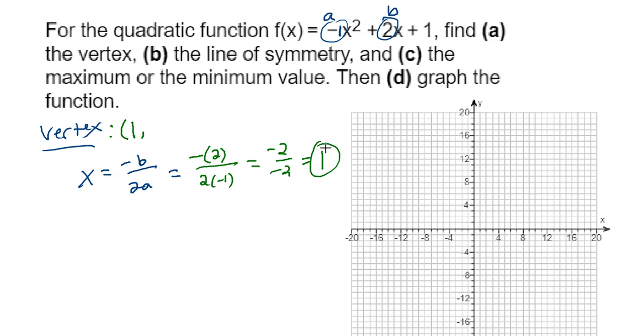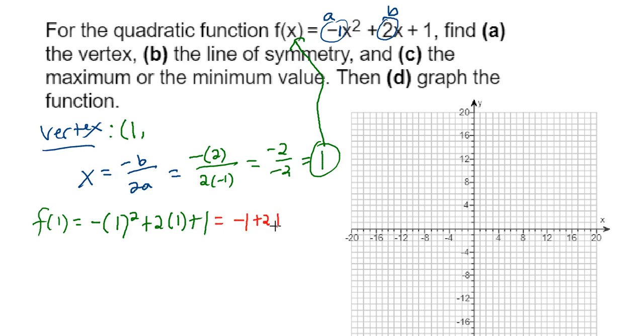To find the y-coordinate, we will take x equals 1 and plug it into this equation. So we're going to have f of 1 equals negative 1 squared plus 2 times 1 plus 1. And so we have to simplify that. We will get negative 1 plus 2 plus 1. The negative 1 cancels out with the positive 1, so we're just going to get 2. So the y-coordinate of the vertex will be 2. And so that's how you find the vertex when it's in standard form. This one was pretty easygoing. Other ones are going to be a little bit more complicated, especially if you don't get such a nice number for the x-coordinate.